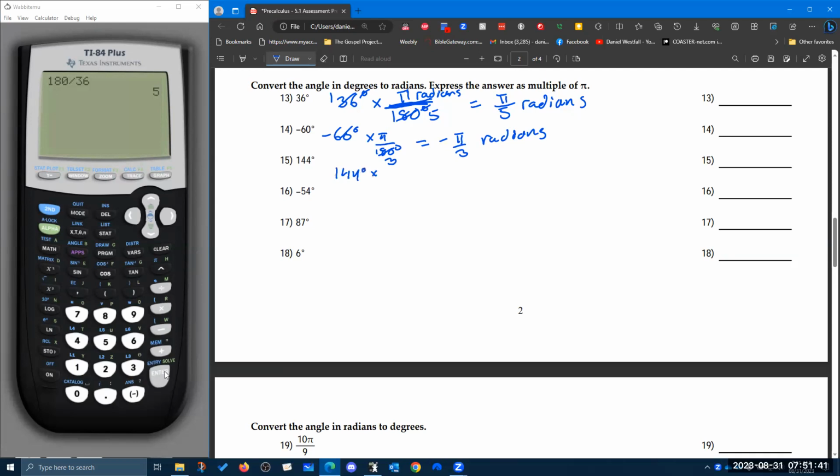144 degrees times pi over 180. It's going to be something now that doesn't reduce all the way down. So I'm going to use my calculator to help me reduce the fraction. So that's 8/10 or 4/5. So that's 4 pi over 5.